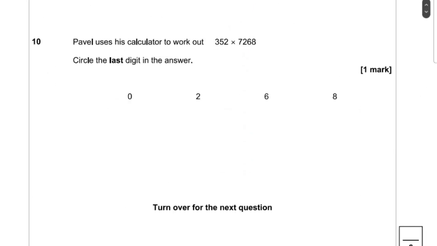So, Pavel uses his calculator to work out 352 times 7,268. Circle the last digit in the answer. So obviously this is a non-calculator paper. They're not expecting you to work this out yourself. They just want to know what the last digit is. So the best way to do that is to actually multiply together the two last digits. So we've got 2 times 8, which is 16. Therefore, we know the last digit is going to be 6.